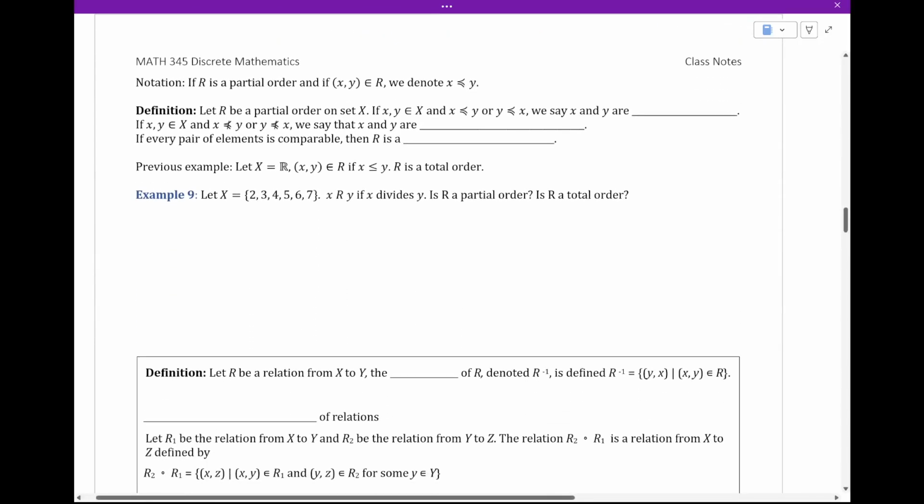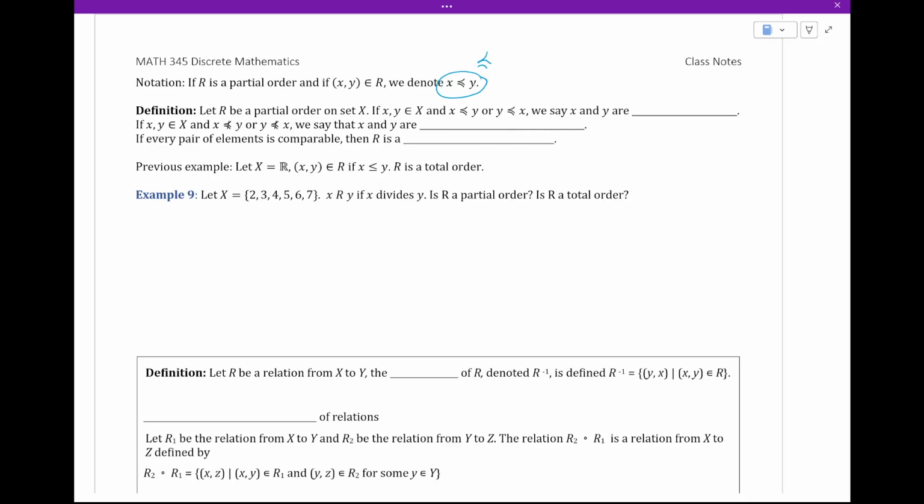Here's a notation. If R is a partial order and if (X, Y) is in R, we denote that X is a partial order of Y. It's like an extra curly less than or equal to sign, kind of, is how we denote that. So that is not a misprint. That is a special symbol that we use to denote a partial order.